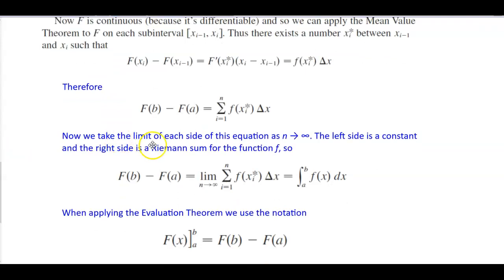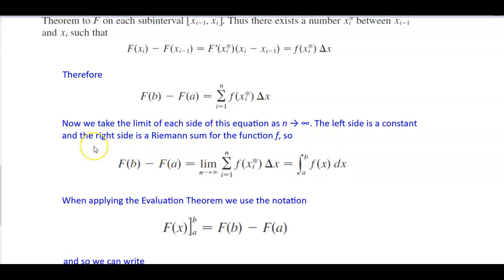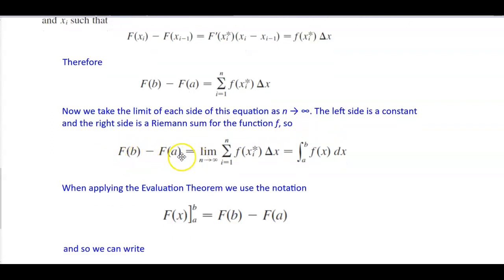Now we take the limit of each side of this equation as n approaches infinity. The left side is a constant, and the right side is a Riemann sum for the function f. So we can say F of b minus F of a is equal to the limit as n approaches infinity of the sum of the height times the width, which then equals the integral of the function f of x dx from a to b.